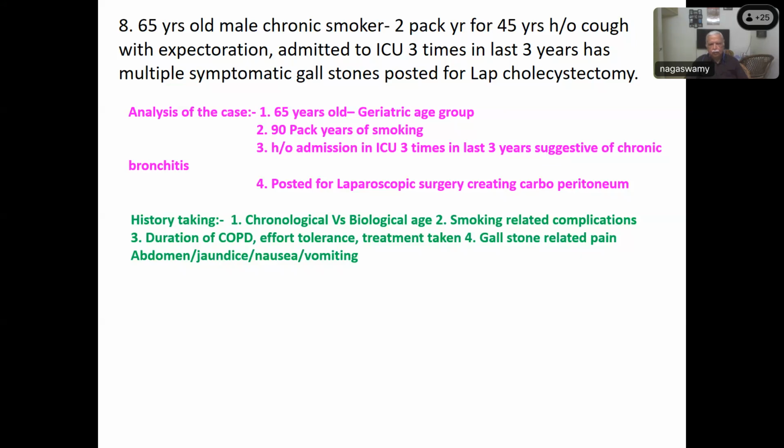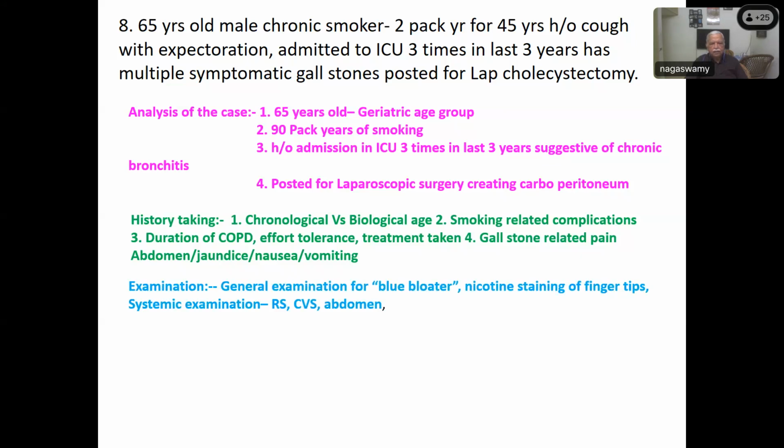Then look for smoking related complications like chronic irritable cough, sputum production, and any history of ischemic heart disease or ischemic anginal pain. All those things you have to ask. And then the duration of COPD, his effort tolerance and treatment taken. And for gallstone related pain in the abdomen, whether they had any jaundice because of the gallstone moving and obstructing the common bile duct, and any history of nausea and vomiting still present because of these things.